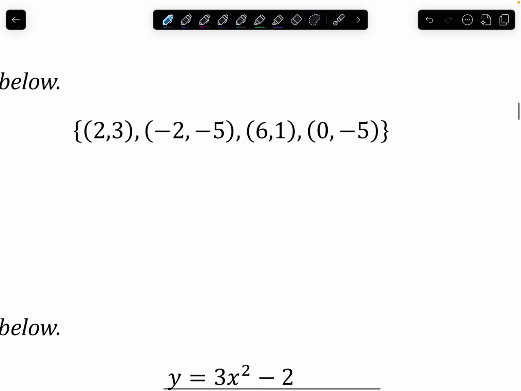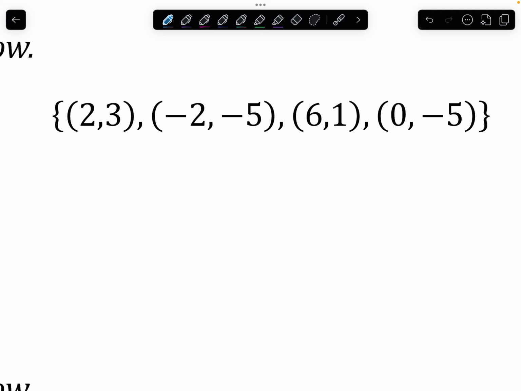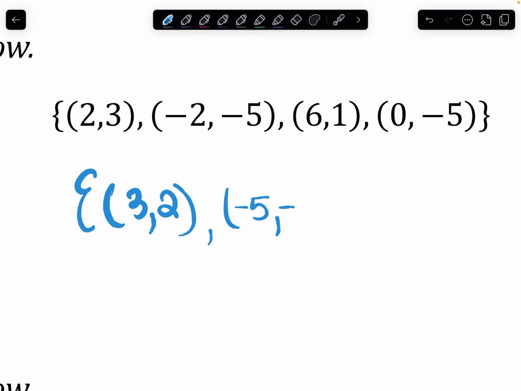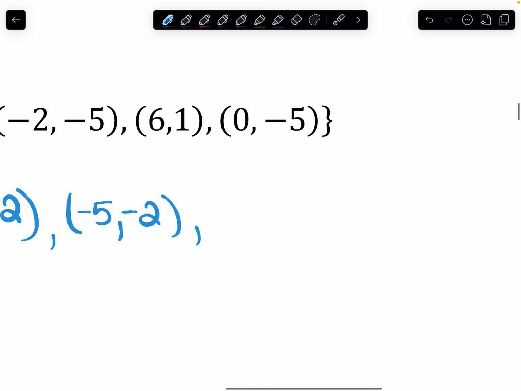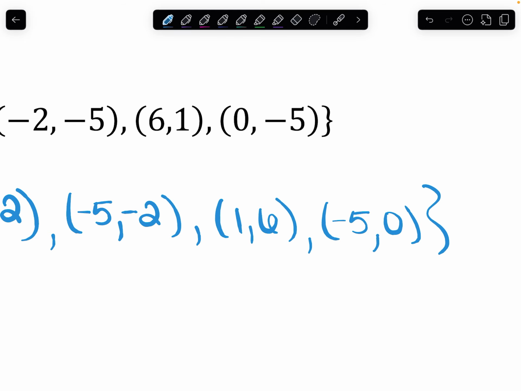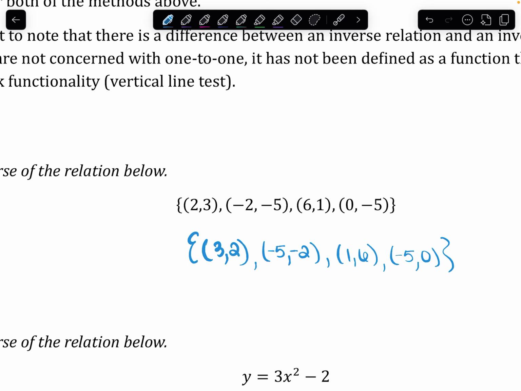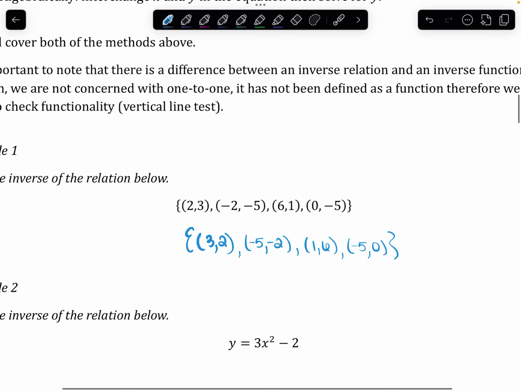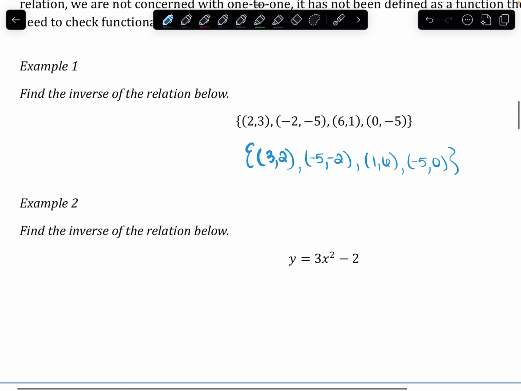So the inverse of a relation, this is a set of ordered pairs. To find the inverse, we just want to swap the x and y in each ordered pair. So that's going to become (3, 2), (-5, -2), (1, 6), and (-5, 0). Close squiggle.